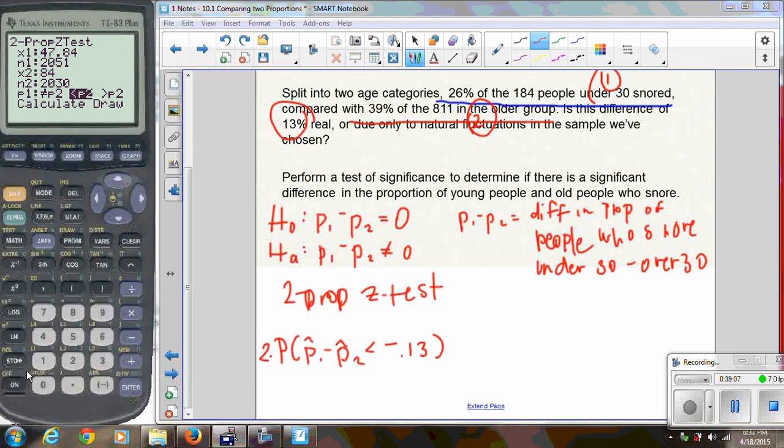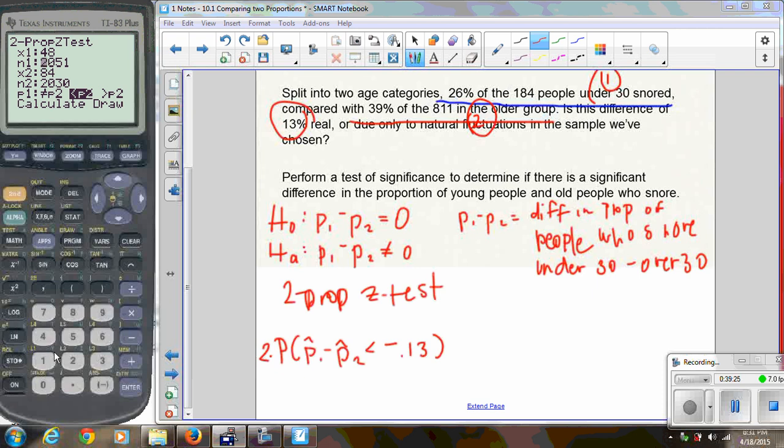So just round it. 47.84, I'm just going to round that to 48. And know that when you round, some of your values are going to be a little bit off. Like if I were to do this by hand, my z-test statistic is going to be a little bit different, but it shouldn't make that big of a difference in terms of your significance level.